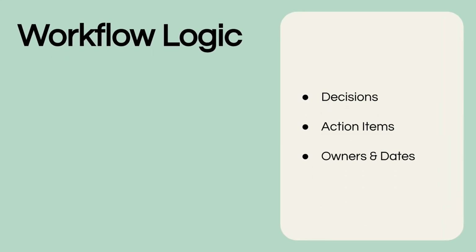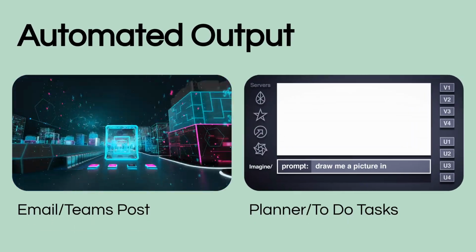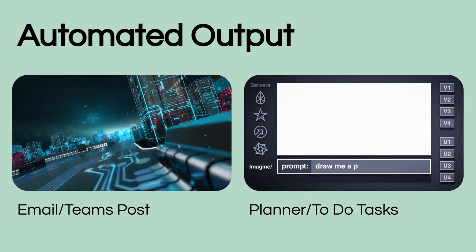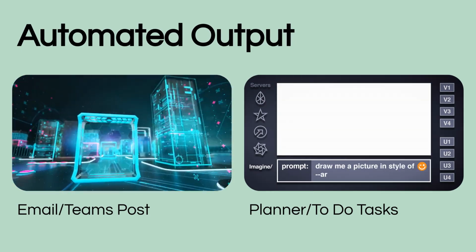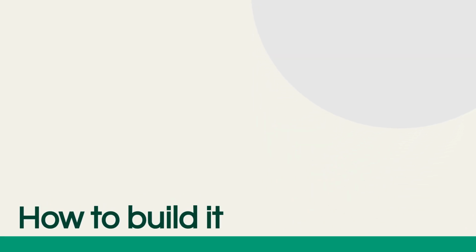Copilot's AI analyzes the source data to intelligently extract critical information: all decisions made, specific action items, who owns them, and any associated deadlines. The output includes a structured summary sent via email or posted directly in the Teams chat, with an optional step to create actual tasks in Planner or Microsoft To Do. Now let's walk through the conceptual steps of building this workflow in the Copilot app.